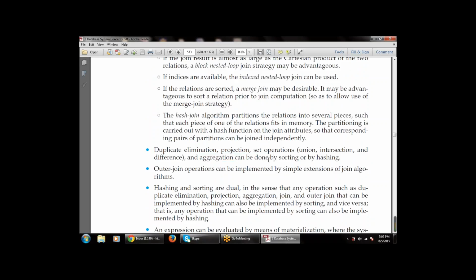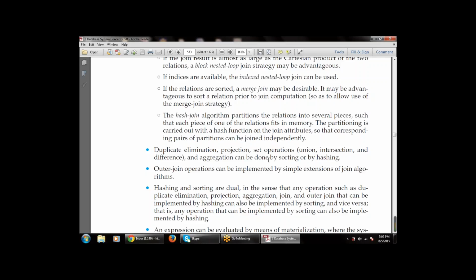Duplicate elimination, projection, set operations such as union and intersection, and aggregation can be done by sorting or by hashing. So there are two methods: either we can use sorting or we can use hashing to remove duplicates. Then outer join operations can also be implemented by simple extensions of the join algorithms.